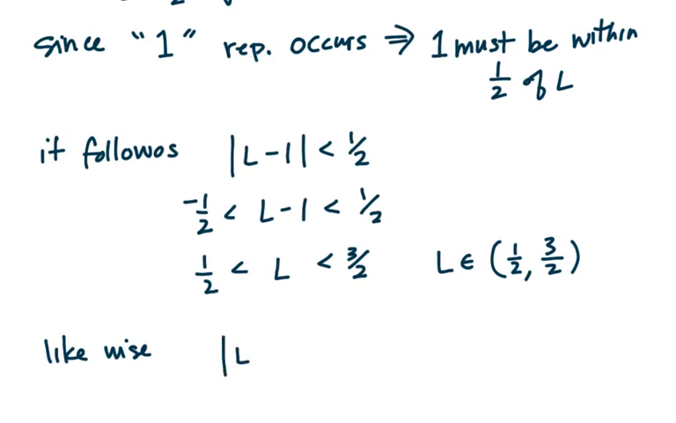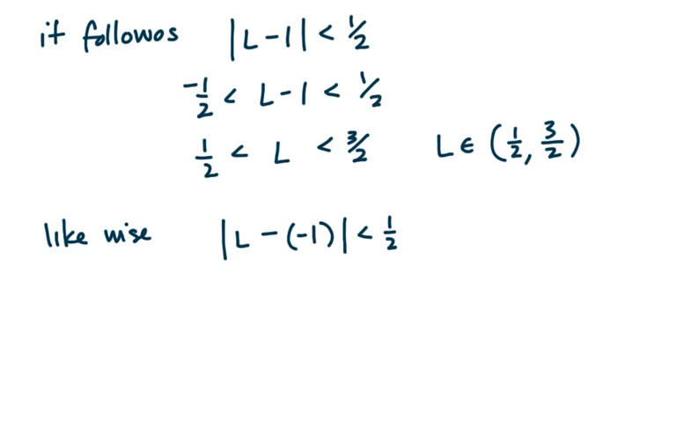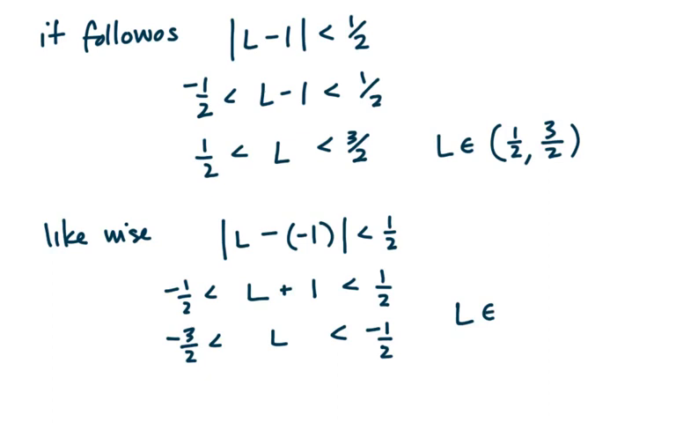And likewise, we would need to do the same thing for that negative 1 term. The absolute value of L minus negative 1 also has to be within that 1/2 distance. Working through a very similar operation to solve that absolute value inequality, we get negative 3/2 less than L, less than negative 1/2. So L must be somewhere between negative 3/2 and negative 1/2.